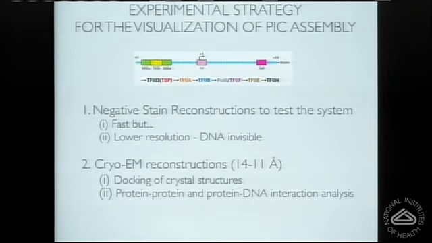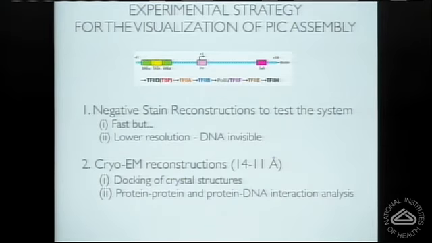So this is a starting point. There was a great starting point because there are crystal structures for all of these elements, and the crystal structures come in pairs. So there are structures of Pol2 with 2B, of 2B with TBP, of TBP with 2A, and TBP with the DNA. In principle, our structure has to be able to be explained by all these crystal structures as they come together, with no excess density and with no clashes.